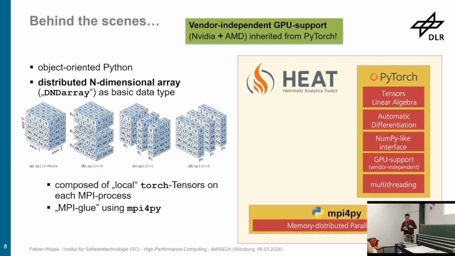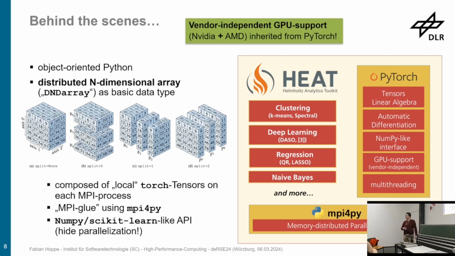And what we do in Heat is we glue these local PyTorch objects together using MPI, and here we make use of the mpi4py library, which is a wrapper for MPI, the message passing interface, for Python. Finally, the high-level routines like clustering, linear algebra, regression, and so on are designed with a NumPy or scikit-learn-like API, and we try to hide parallelization as much as possible. So the user should not be required to take care of parallelization him or herself.